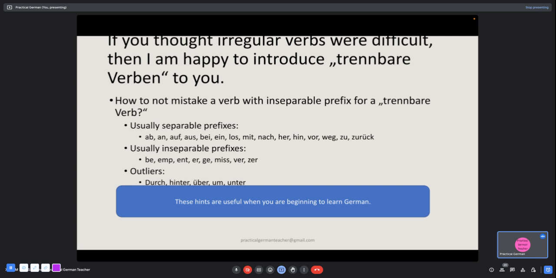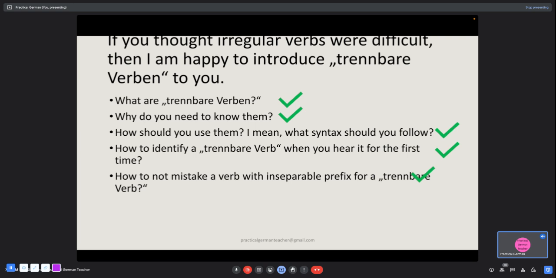These hints are useful when you are beginning to learn German. After some time you develop this feeling for whether it is separable or not separable. So whenever you see be, it's obviously not separable. So we covered all of that.